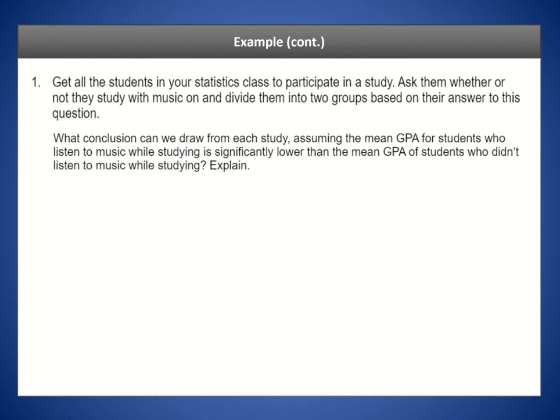So we know the GPA for those students, and we know which students listen to music and which did not, because we asked them, right? That's part of question number one. We asked them whether or not. Because we're asking them whether or not they study with music, and we're conveniently using the students in our statistics class, that's sort of like a convenience thing, right? That means the sample is not random, right? So let's go ahead and include a couple of bullet points here.